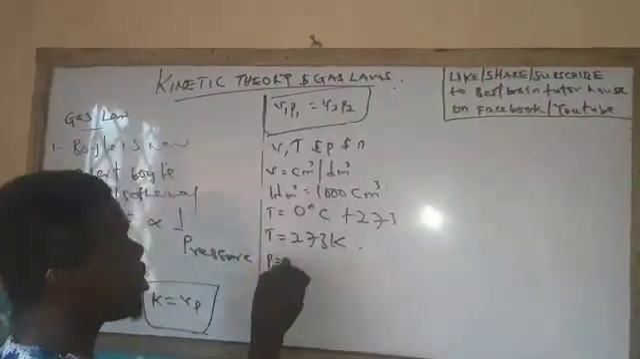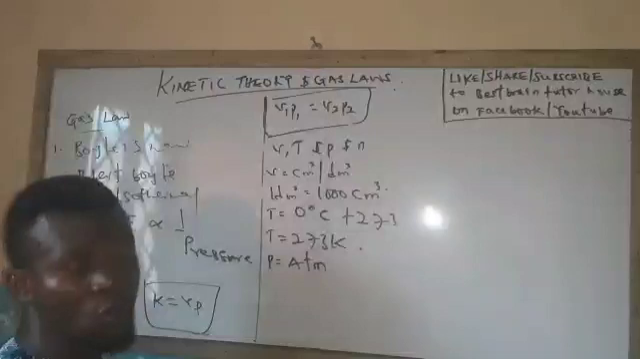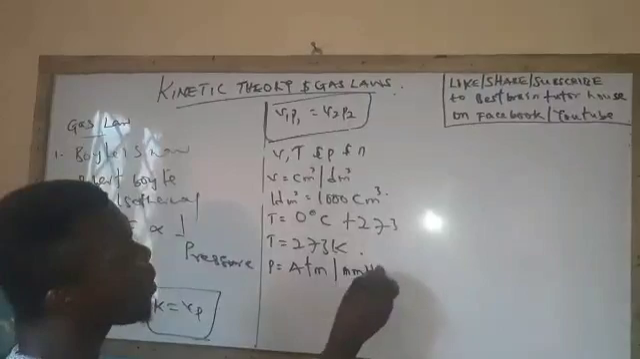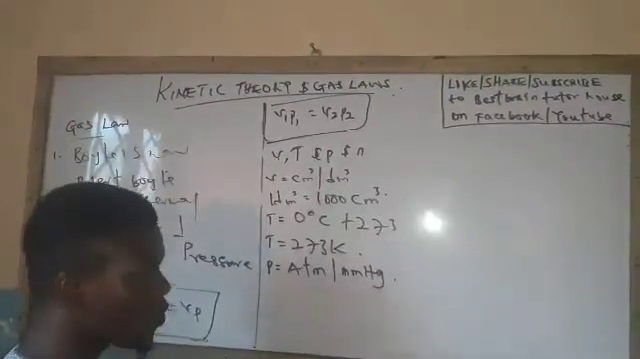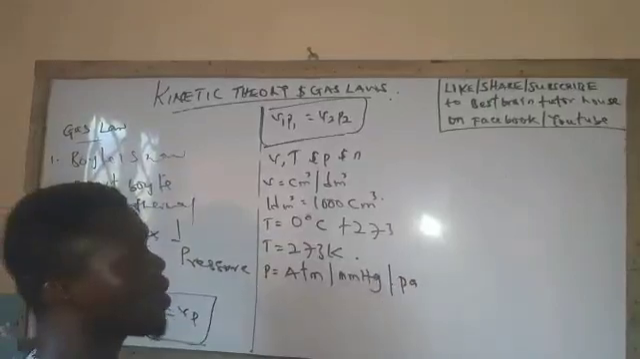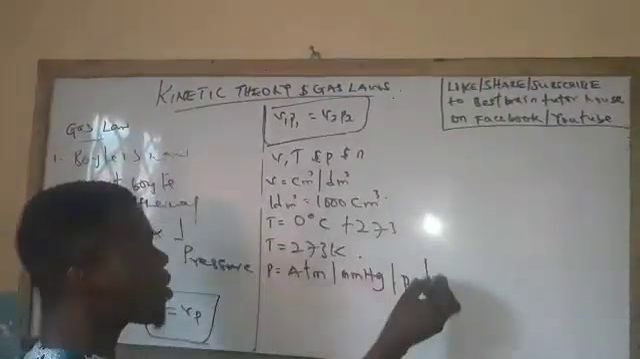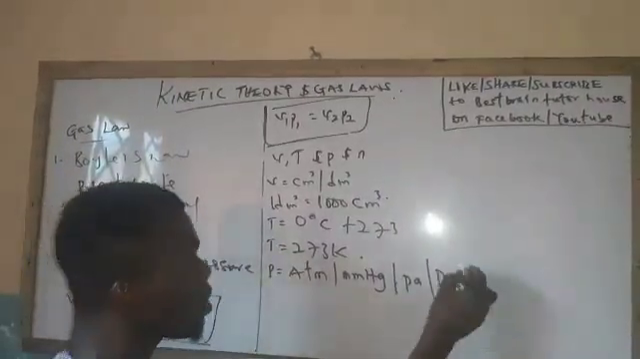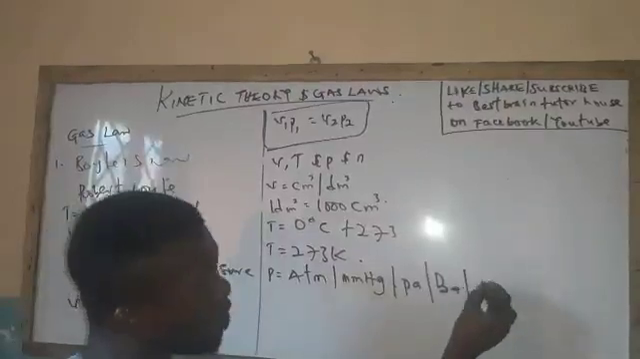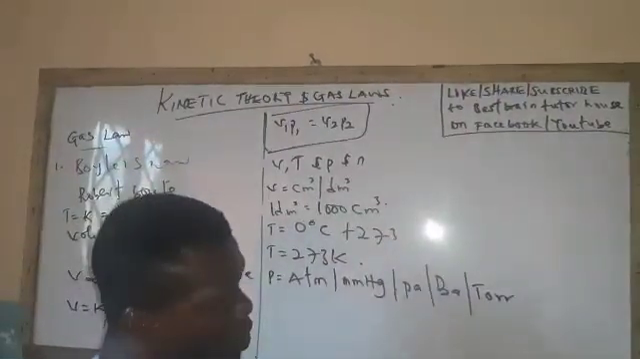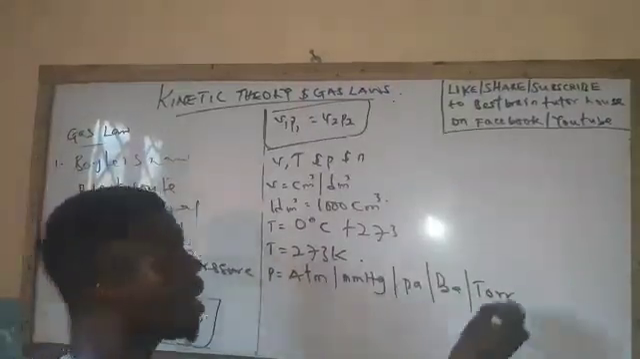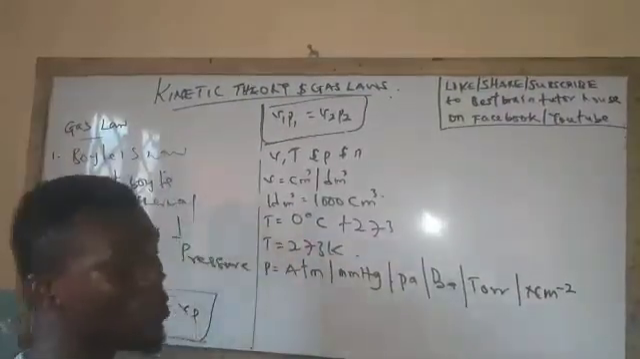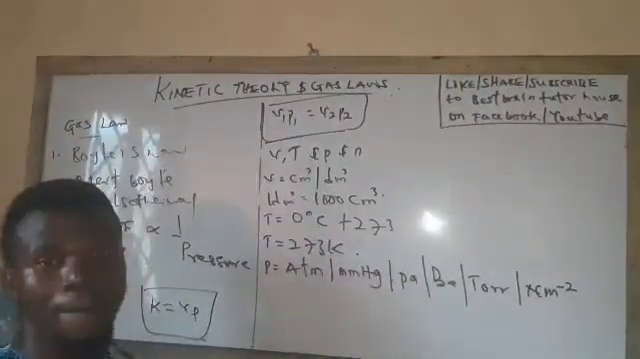Then we have the case of pressure. Pressure is expressed in atm, that is atmosphere. Pressure is also expressed in millimeter mercury, which is commonly used. Pressure is expressed in Pascal, and in bar, based on its measuring instruments. Pressure is also expressed in torr. You understand? And it's also expressed in Newton per meter square, based on its formula, which is force over area.